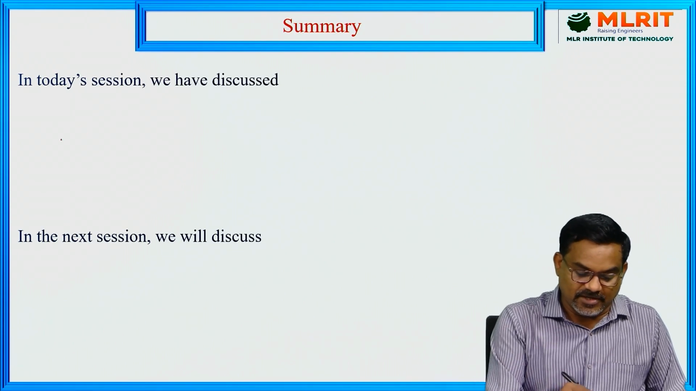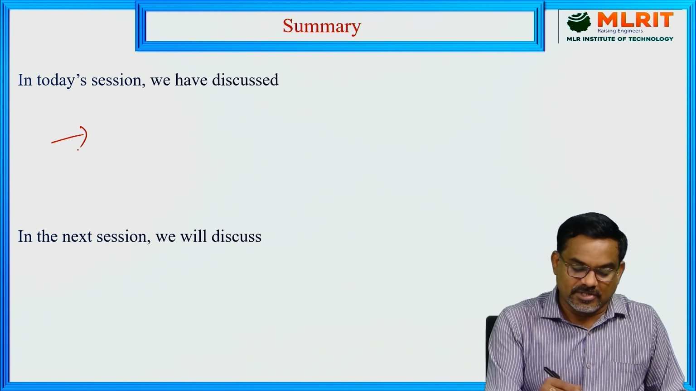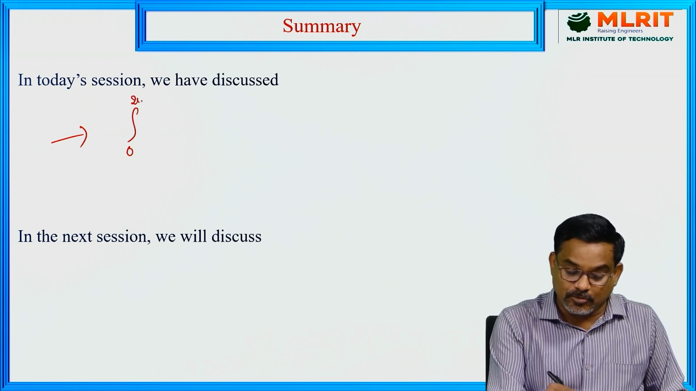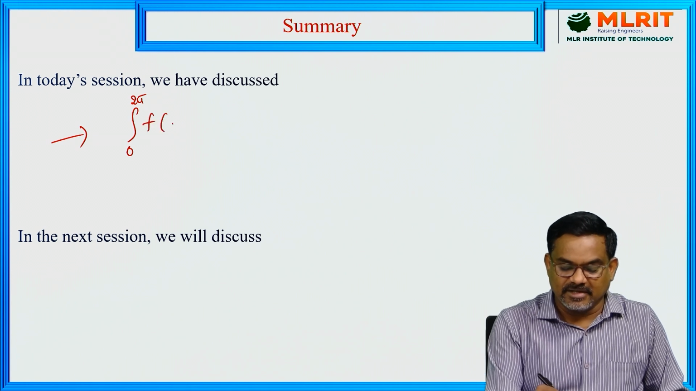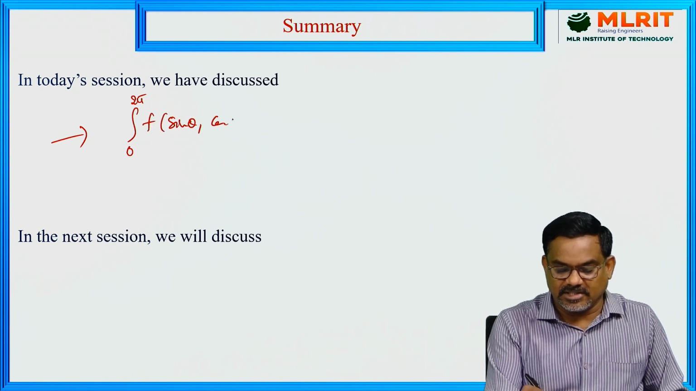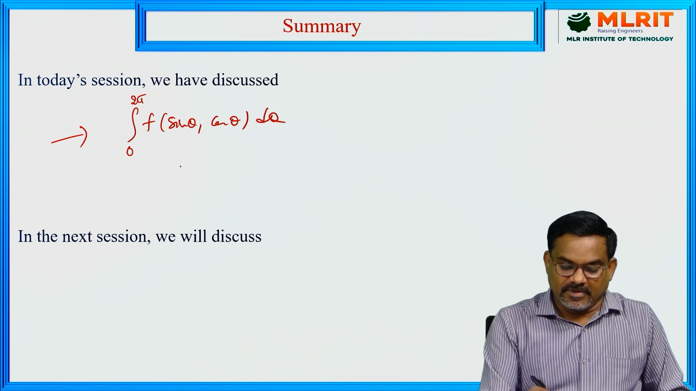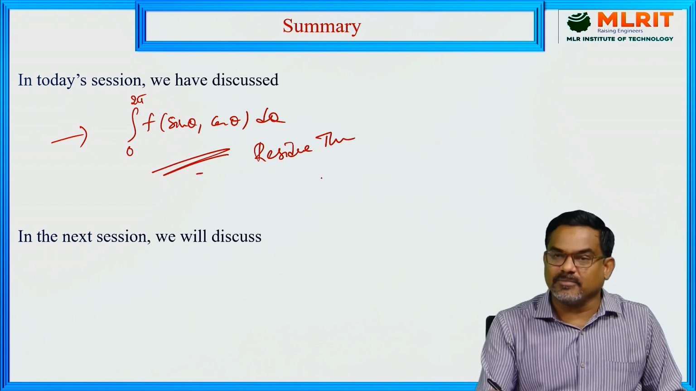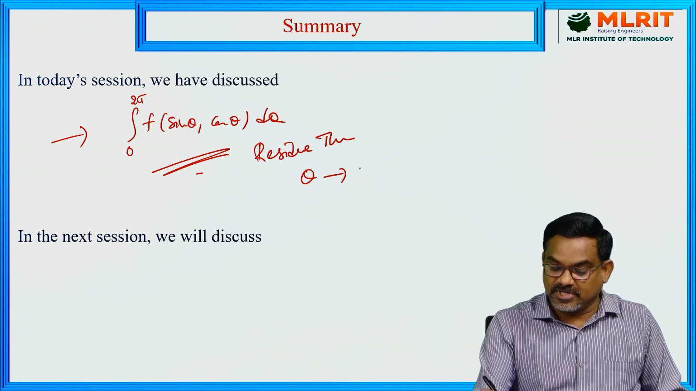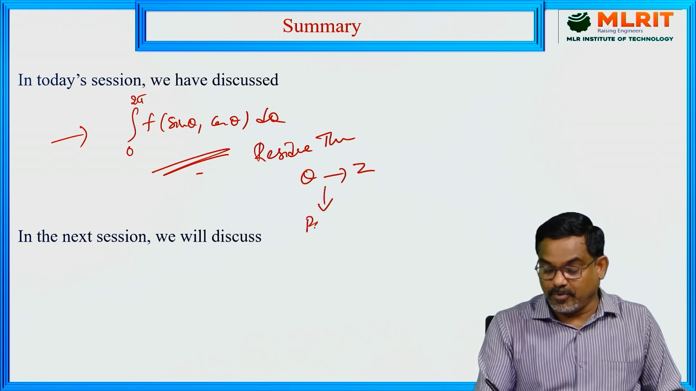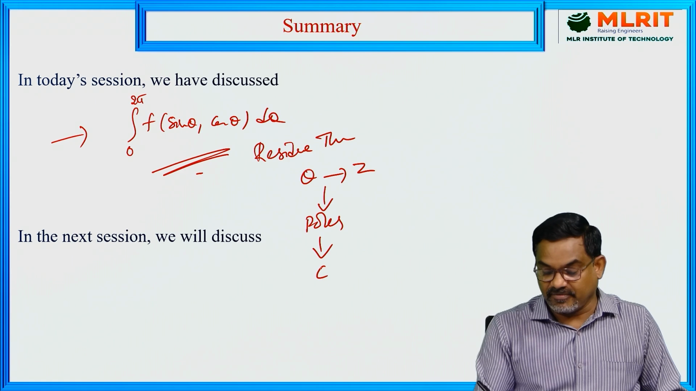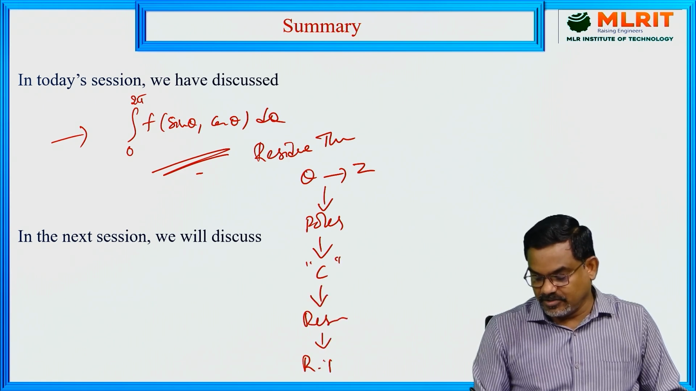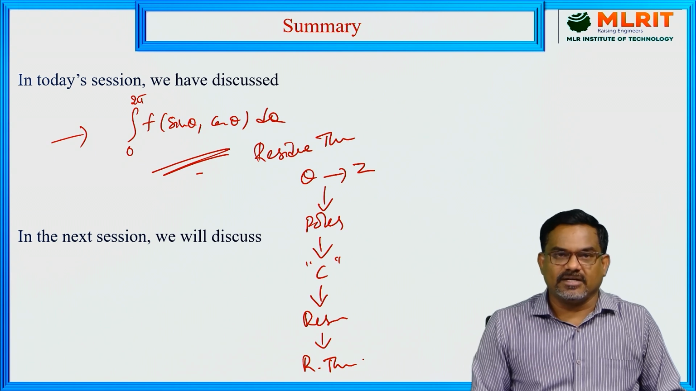So in today's session, we have introduced a method of finding integral 0 to pi or 2 pi of a function having sin theta or cos theta or both. And for this we use the residue theorem. First we transform this function of theta to z, and then we find the poles and identify the poles which are within C, then find the residues, then use the residue theorem to evaluate the given integral.